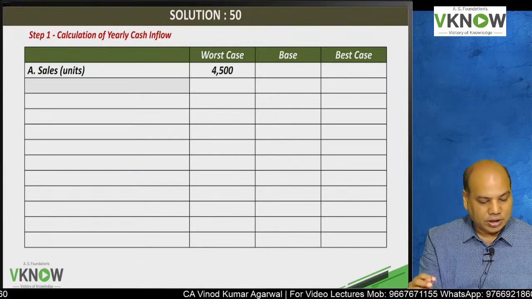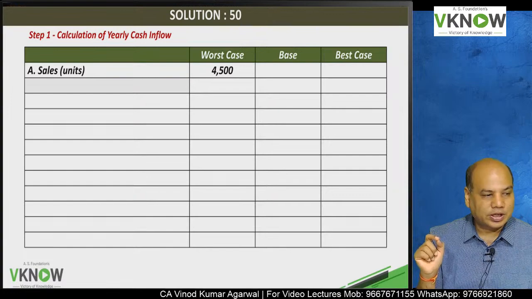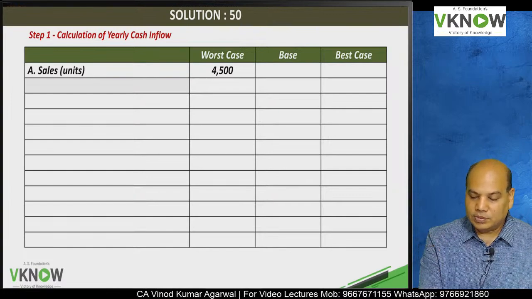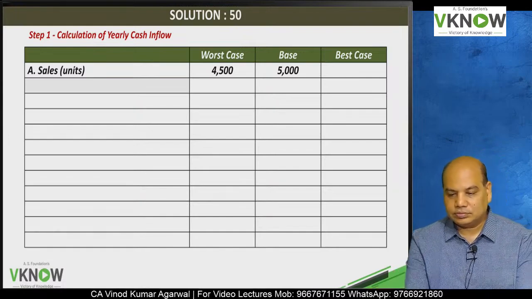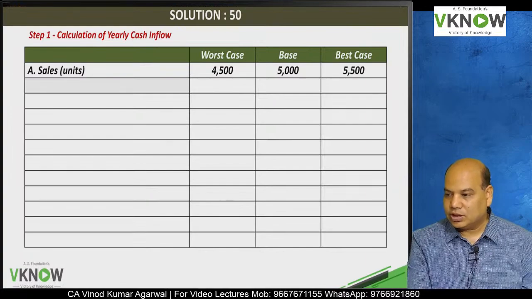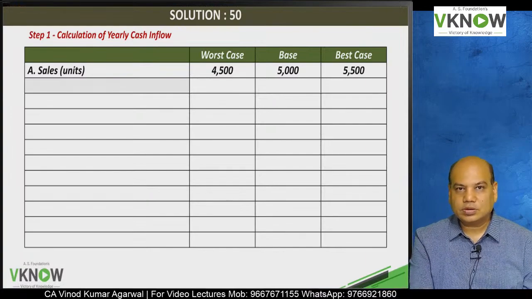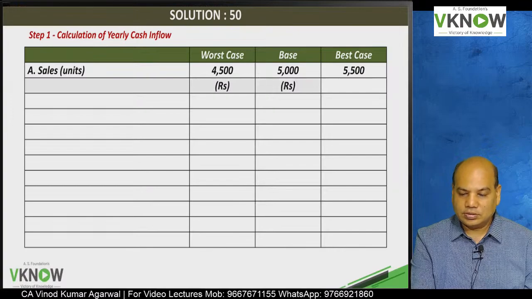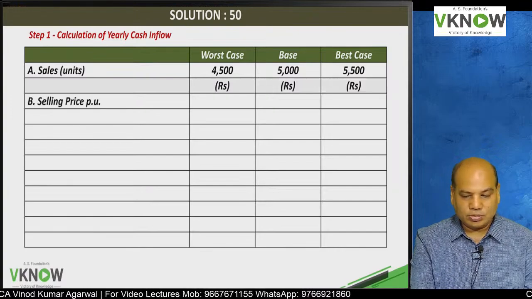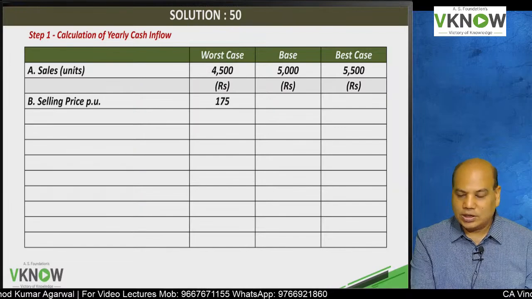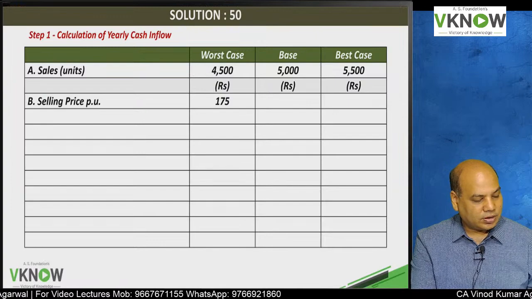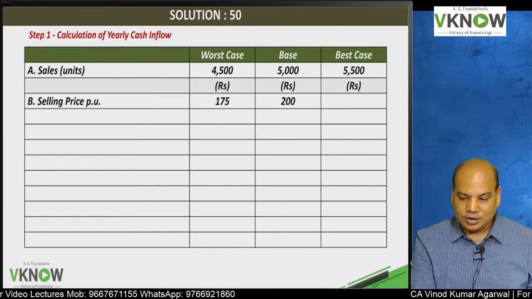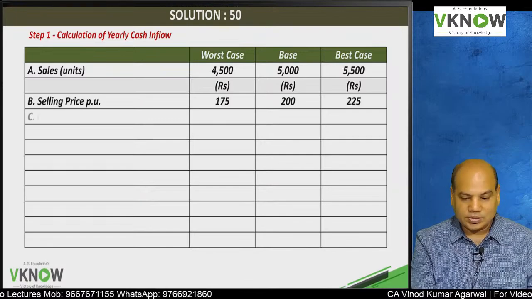Sales unit. In worst case, I will take the lowest quantity that can be sold, 4500. In base case, we will take 5000. In best case, we'll take 5500. Then these are in quantity. Below that, rupees, rupees, rupees. Now selling price per unit. Selling price worst case will be the lowest selling price 175, 200, and best case the highest selling price.